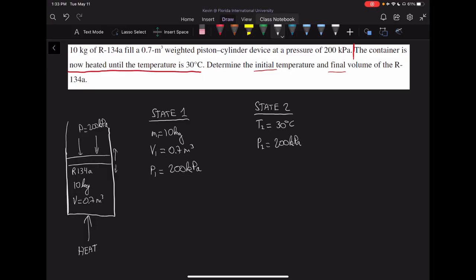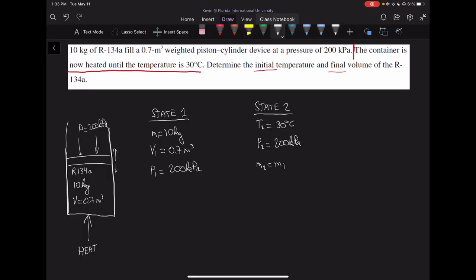And lastly, we also know that our mass is unchanged. Mass 2 is equal to mass 1. Okay, we have a control mass system. The system is completely closed and does not let mass escape, except if it tells us mass escapes, but in this case it doesn't. So that's the definition of state 1 and state 2.